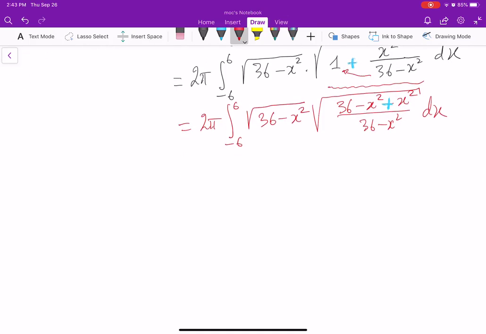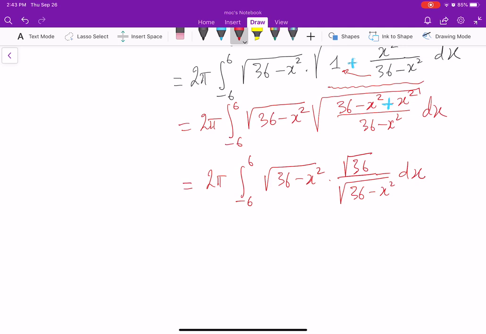All right, so now everything looks really good. 2 pi, -6 to 6, square root of 36 minus x squared, and then I write really short, the square root of 36 over the square root of 36 minus x squared dx. And now we can simplify this guy and this guy, the square root of 36 minus x squared. And the square root of 36 is just 6, right? So I can rewrite our integral as 2 pi times 6 integral from -6 to 6 dx.